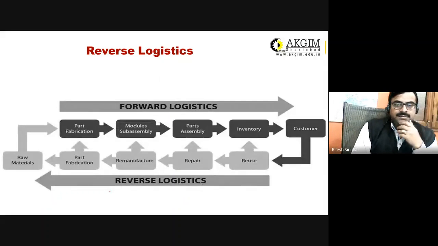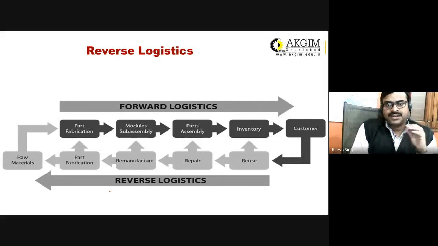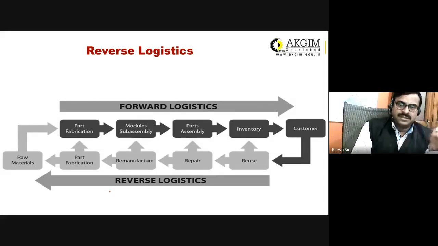See this particular image. This is the graphical difference between forward logistics and reverse logistics. In forward logistics, the product moves from raw material, then fabrication, module, part assembly, inventory, and then to the customer. But in reverse logistics, it usually goes from the customer back to raw material, or maybe to any stakeholder in between in the supply chain.